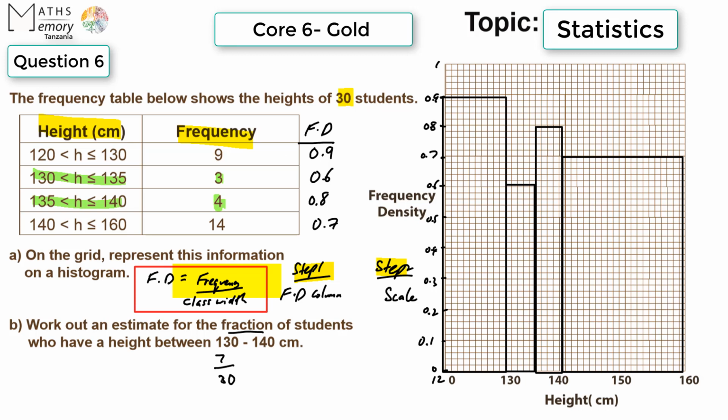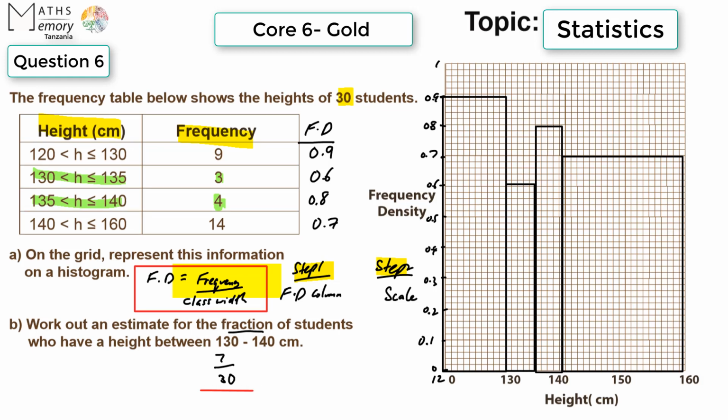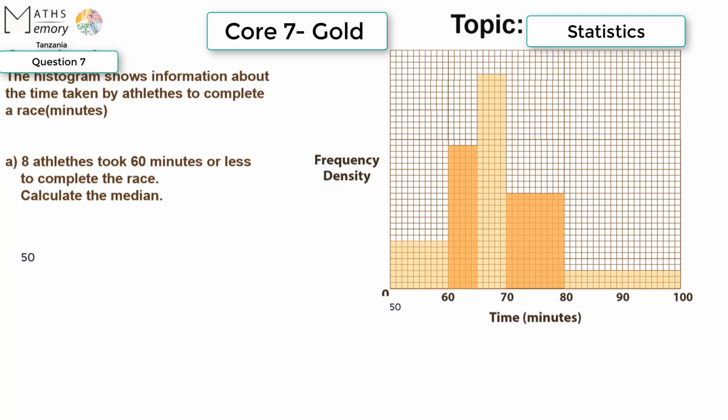So make sure you go through this, you understand it, but that's the key information for the Back to Basics question. Press pause, write this question down, part A. Press play when you are ready. So the histogram shows information about the time taken by athletes to complete a race. 8 athletes, i.e. the frequency over here, again we're looking at the frequency, took 60 minutes or less to complete the race. Calculate the median.